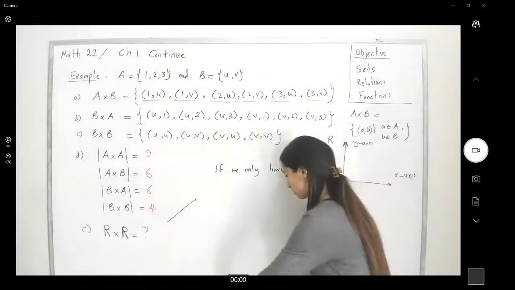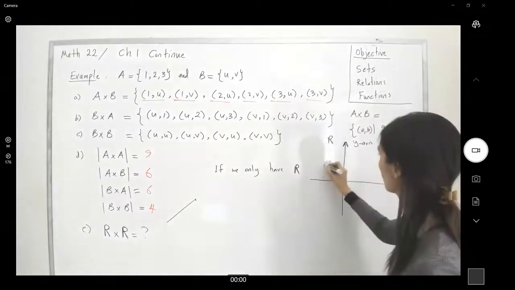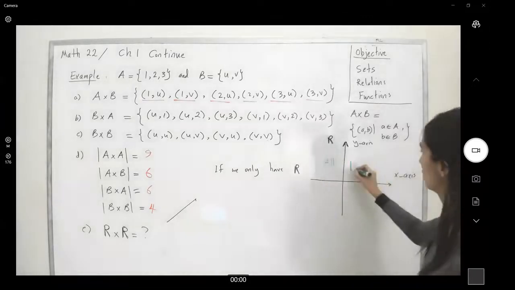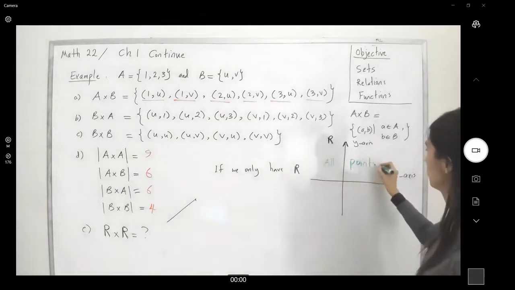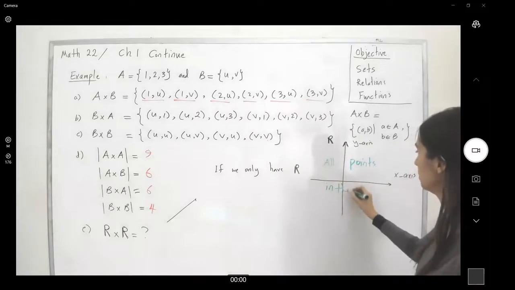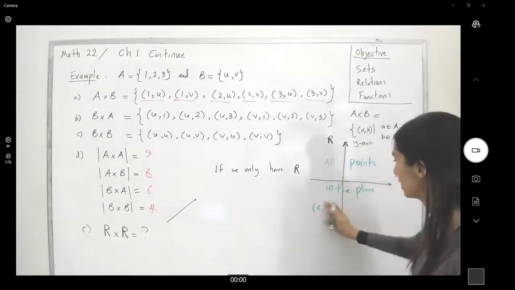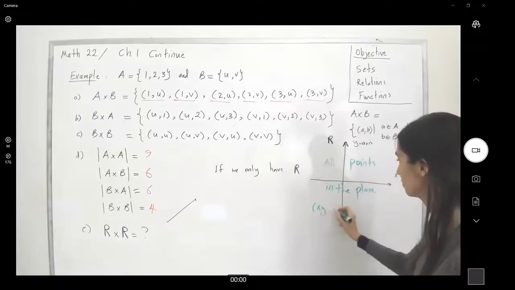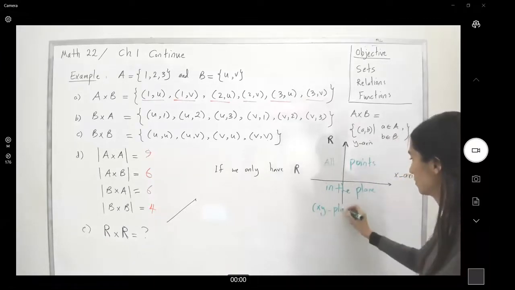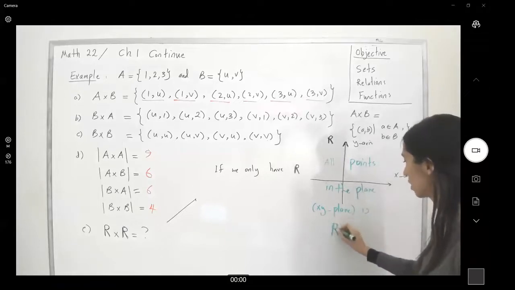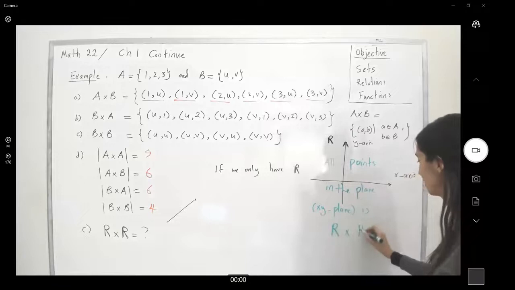The Cartesian product between R and R gives you all points in the plane, the xy plane. That is R Cartesian product with R.